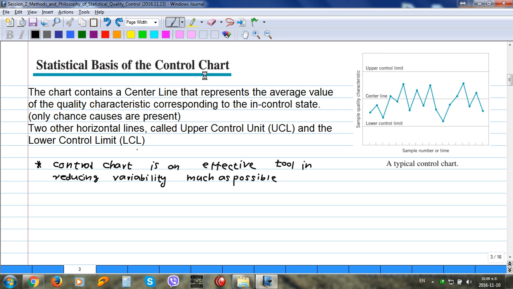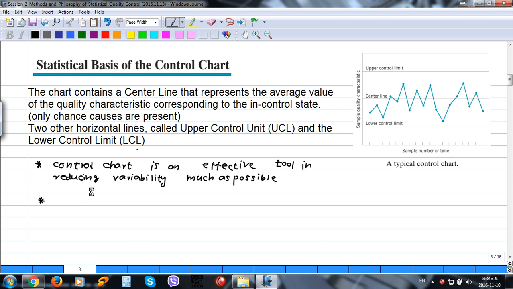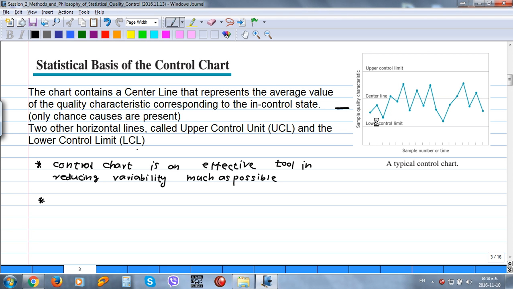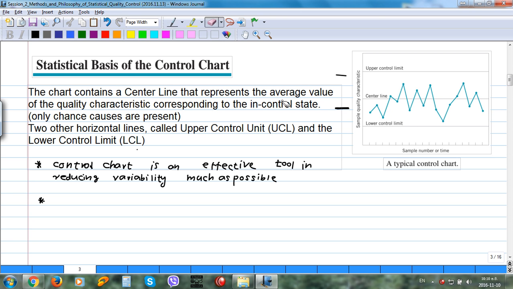So control chart means a graphical display of a quality characteristic. You can see the quality characteristic here. It is a graphical display of a quality characteristic that has been measured or computed from a sample versus the sample number or time. So here, quality characteristic versus the sample number or time. This is the meaning of a control chart.